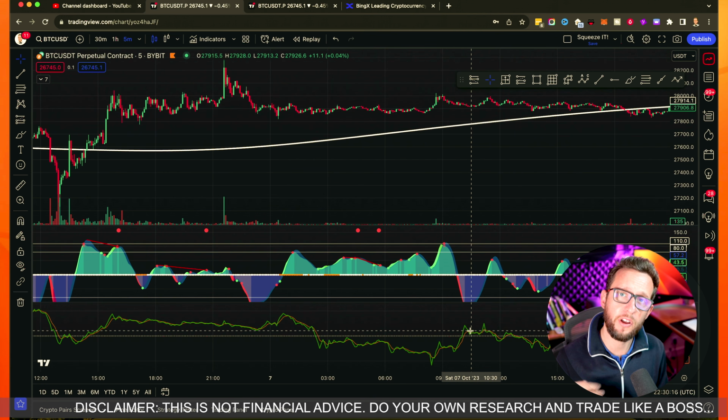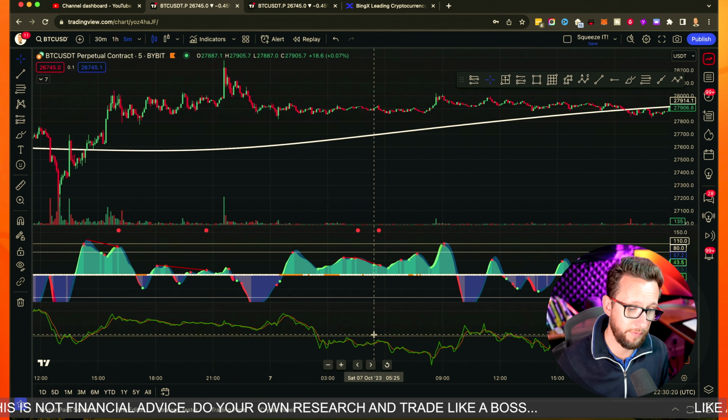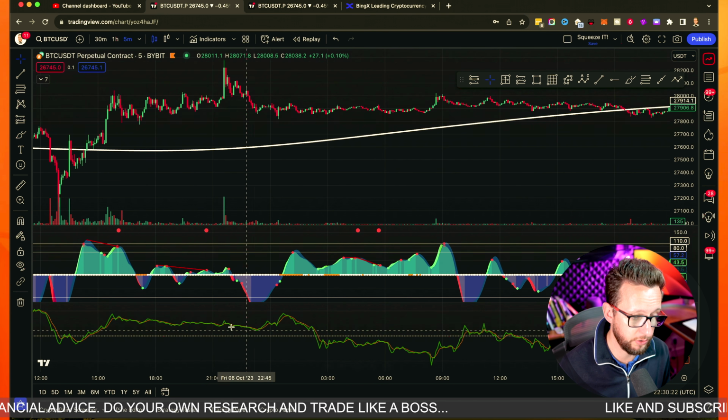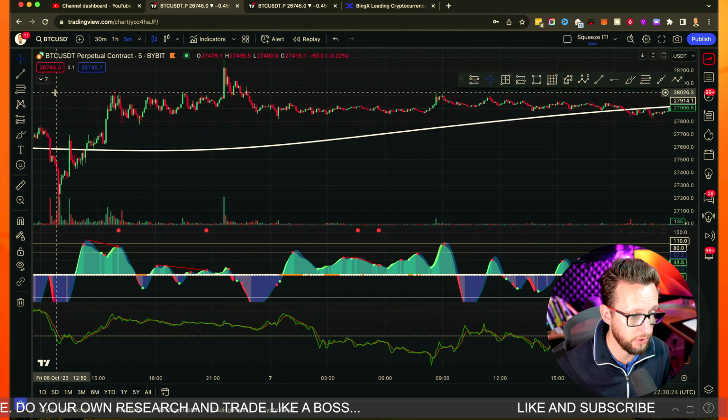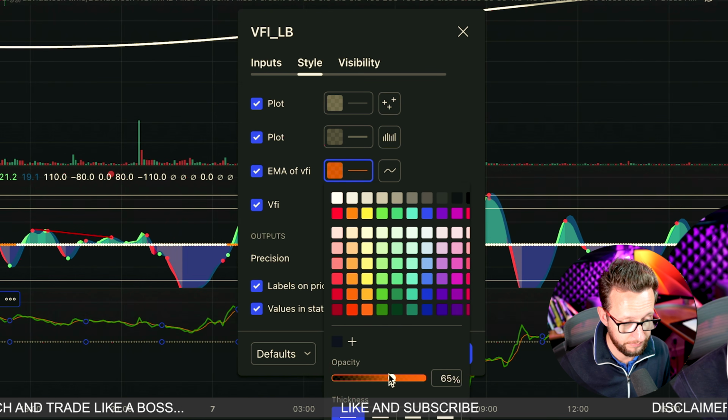The volume flow is one of my favorite indicators. It helps us to find out when there's enough volume in the market, and helps us to decide whether we can take an actual entry. I'm going to change the colors and make that a little bit thicker as well.